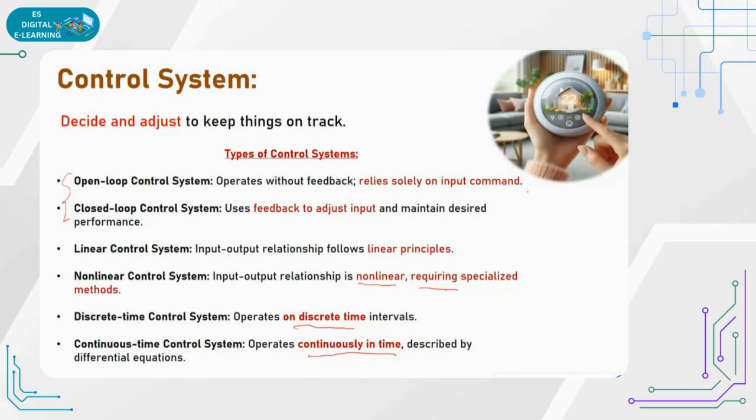So our scope will be the open loop system and closed loop system. To help you understand what the types are in the control system, this is just info for you. And the important points you should remember and make notes of are the open loop system and closed loop system.